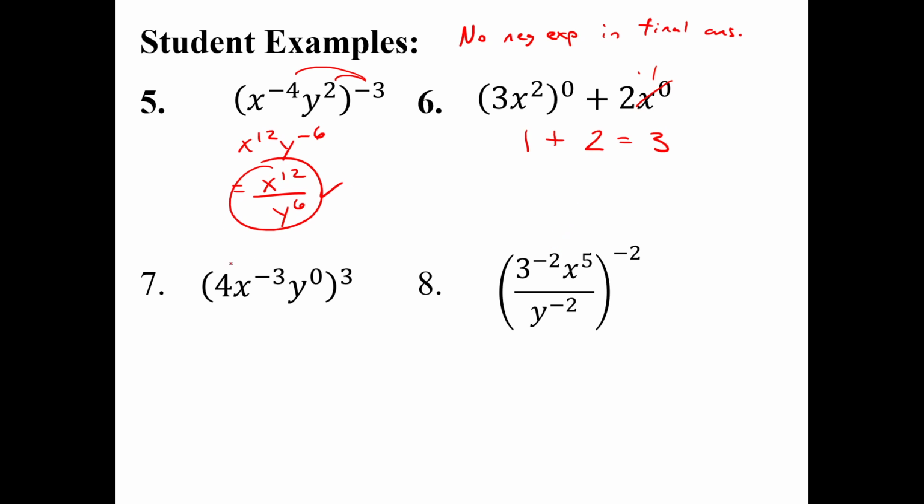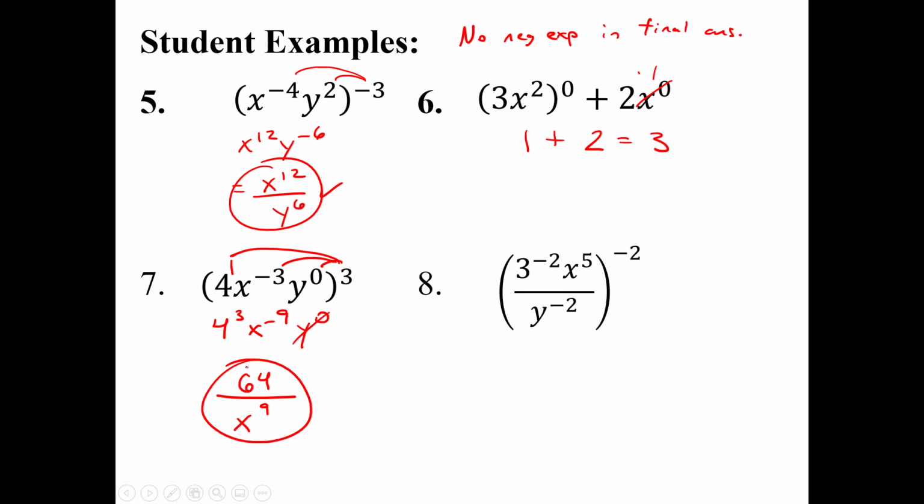Okay, 7, distributing it out. Okay, we get 4 to the third, x to the negative 9, y still to the 0, right? 0 times anything is still 0, and so that just goes away. In fact, you could have canceled it out back here. That would have been okay too. And then we're just going to clean that up. The x to the 9 goes to the bottom. 4 to the third power is 4 times 4 times 4 is 64.